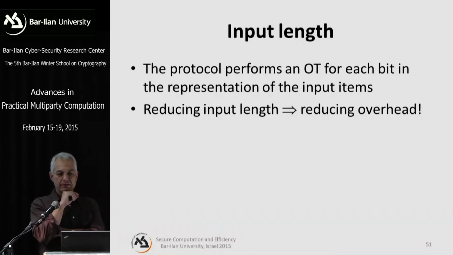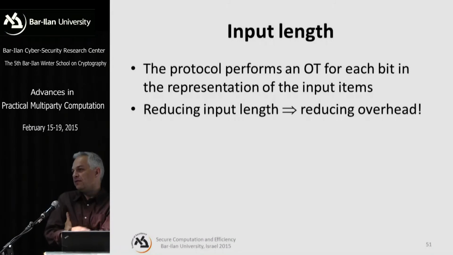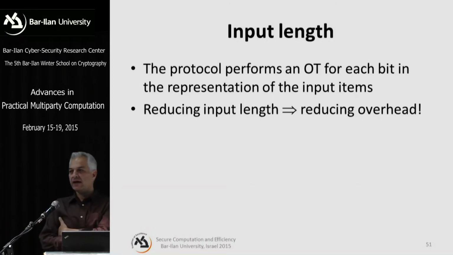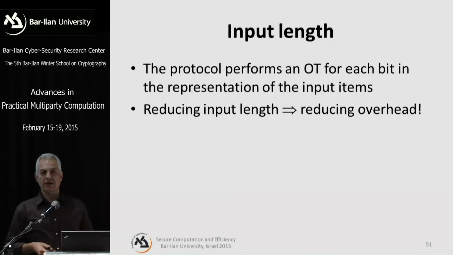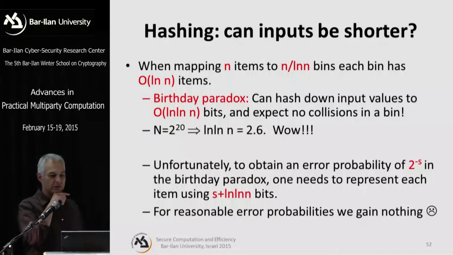So the protocol essentially performs an oblivious transfer for each bit of the inputs. Okay? So if the input is an IP address which is 32 bits long, I should do 32 oblivious transfers. Perhaps if I can reduce the input length, I'll do fewer oblivious transfers, and then the communication will reduce linearly. If I use half as many input bits, the communication will be reduced. And here's the first idea, which unfortunately doesn't work.